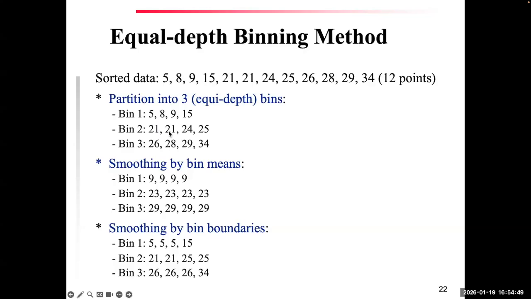Now in bin 2, 21 and 25 are our boundaries. The middle values, like 21, get replaced by 21 because it's closer to 21. It's actually the same. And 24 is closer to 25, so it is replaced by 25. And the same process for bin 3. For example, all these 3 values are getting replaced by 26 because they're closer to 26.